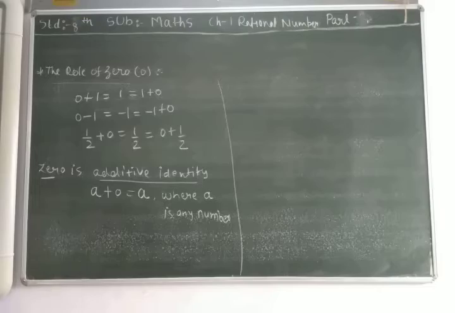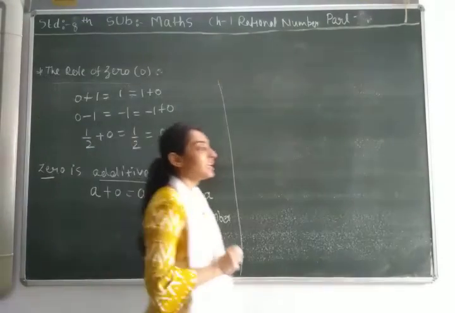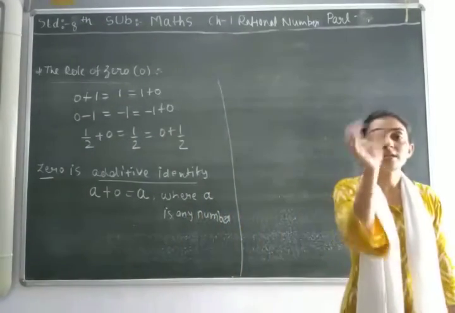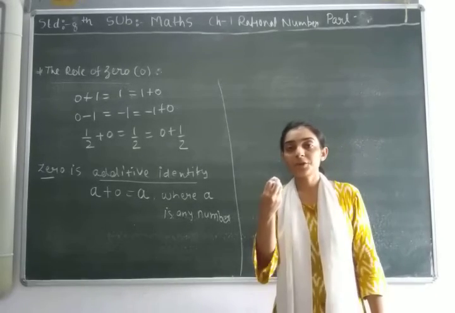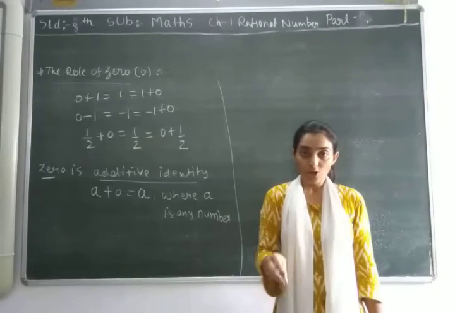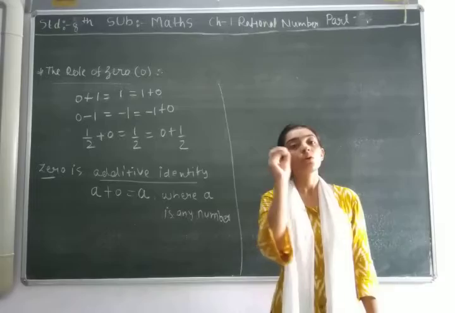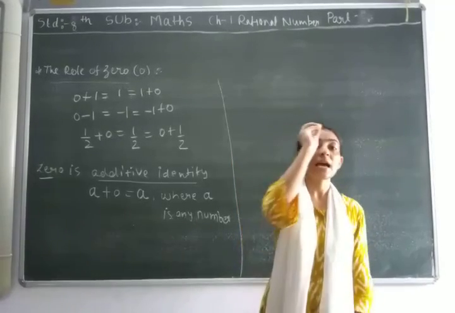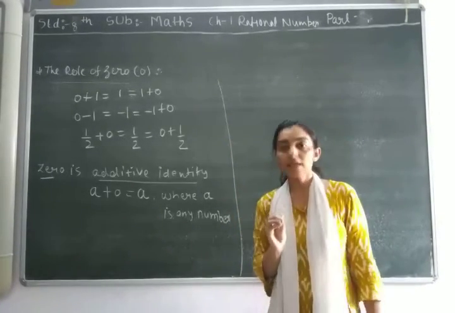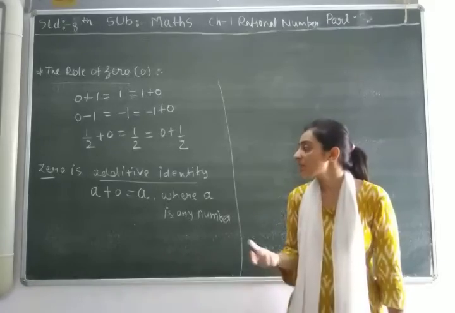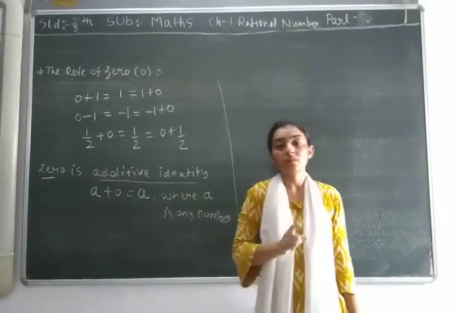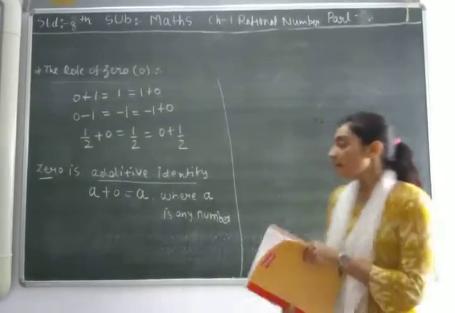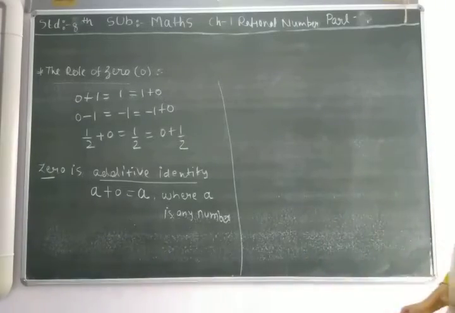See, the word identity means itself only. When you add 0 to any number, we get that number itself only. That's why we are using the word identity. Now, the role of 1.